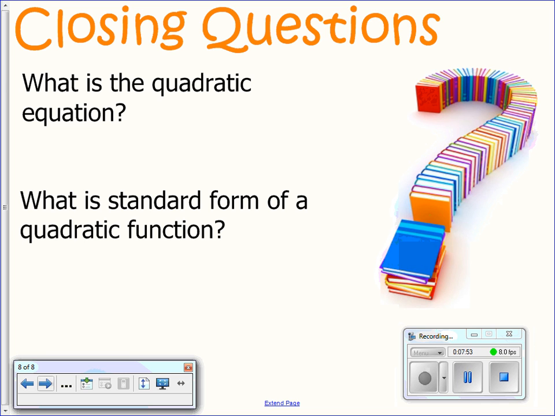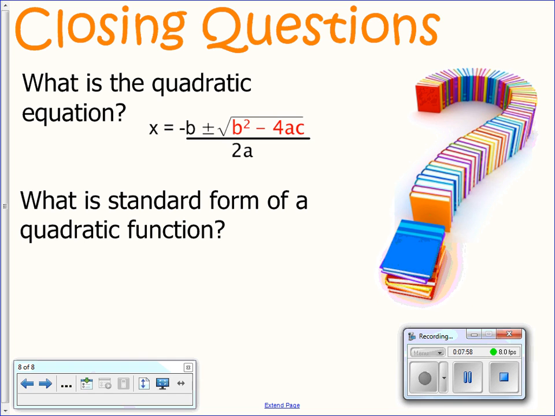So what is the quadratic equation? Negative b plus or minus the square root of b squared minus 4ac all over 2a. Standard form, ax squared plus bx plus c.